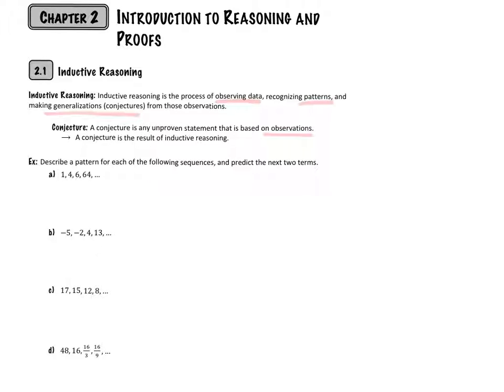So now we're going to look at some sequences of numbers, and we're going to predict the next two terms. So there's actually a typo in this one. That should be 1, 4, 16, and 64. And so now what we're going to do is look at the sequence and see if we can figure out some sort of pattern from one number to the next. So from 1 to 4, well, I've added 3, I've multiplied by 4, and that's probably the only two things I could have done.